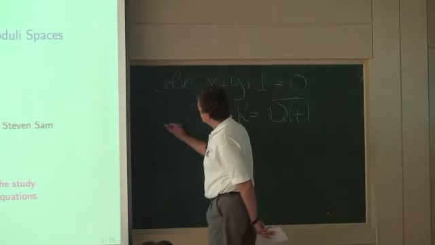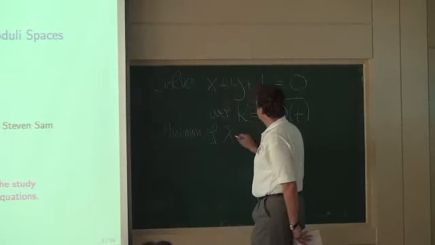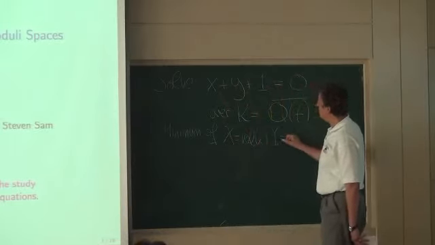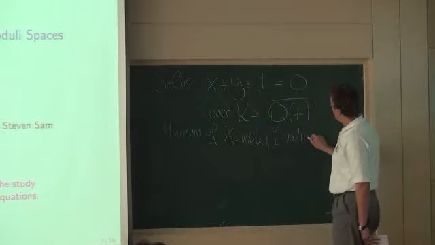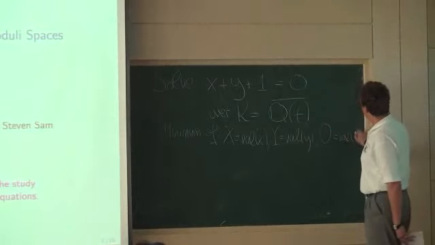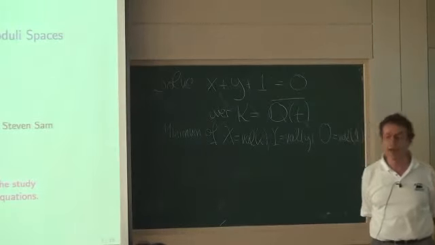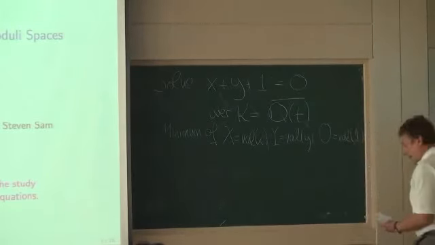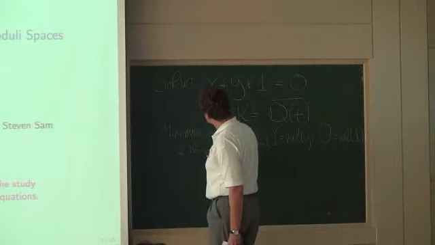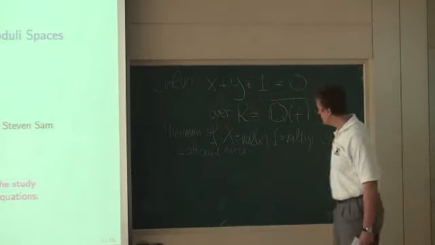Well, here's what we do. We look at the minimum of the valuation, so the order of vanishing of x, which I call big X, the valuation of y, which I call big Y, and 0, which is the valuation of 1. So the valuation of a rational function is simply the order of vanishing at the origin. And this minimum, in order for this equation to hold, has to be attained twice. Okay, so this is called tropical geometry.